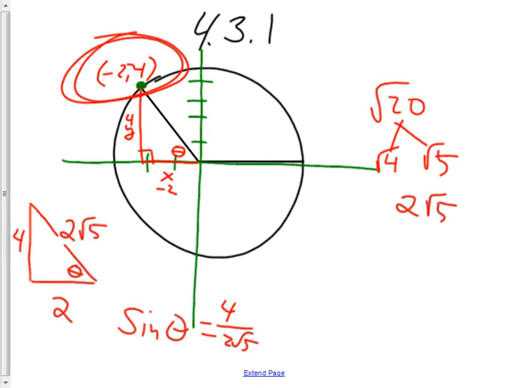The flip side of that is pretty easy. Cosecant, so CSC of theta would be to flip that: 2 root 5 over 4.